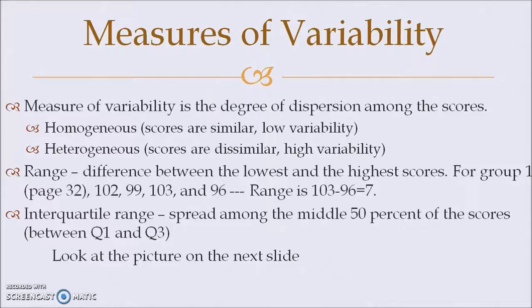So if you look at page 32 of your book, you have group 1 and group 2. For group 1, what would be the highest score? 103. What is my lowest score? 96. So when I subtract these two, I get a range of 7. Range is the simplest measure of variability, which gives us the difference between the lowest and the highest score.